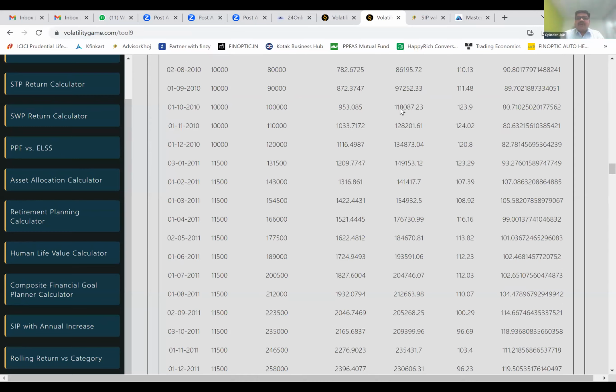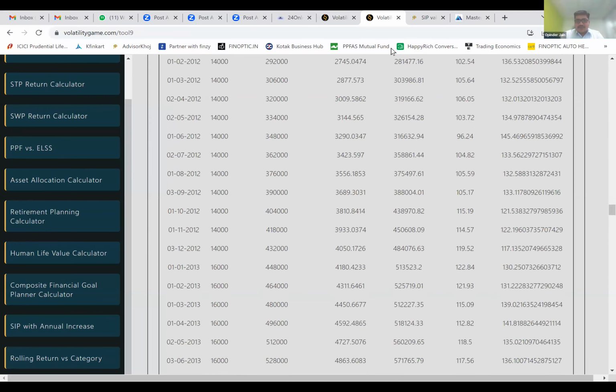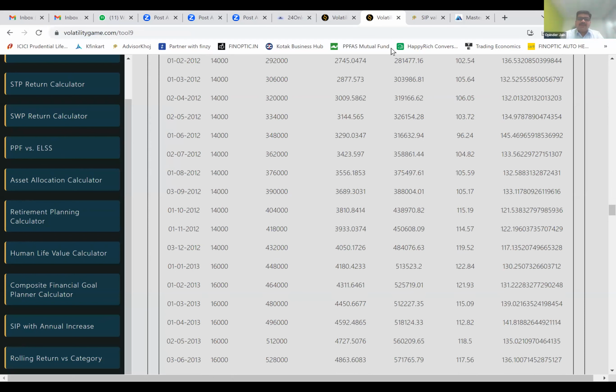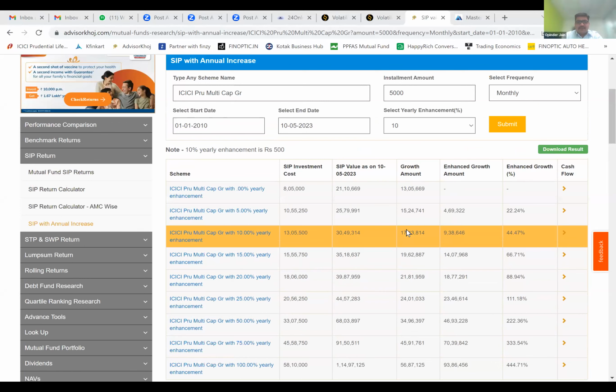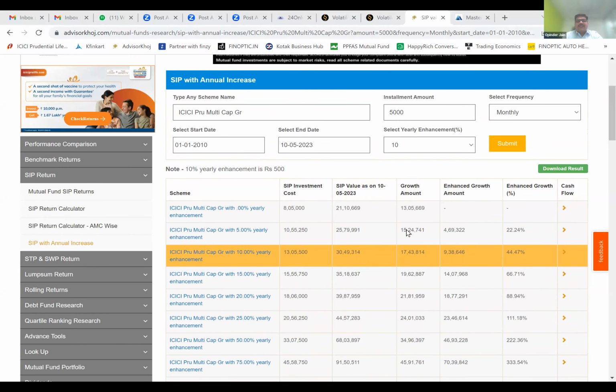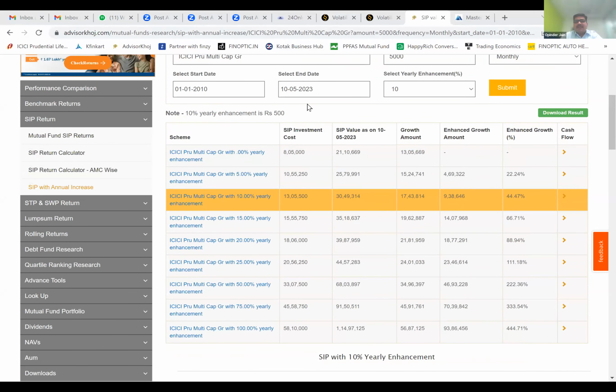I'll show you another slide where I've done it. I'll show you an example of how a step-up SIP of say 5%, 10% or 15%, based on our client's requirement, can give a fantastic return to the client over a period of time. Can you all see the screen? This is again the same multi-cap. I've taken an SIP of 5,000 rupees monthly, from 2010 to 2023 last year. As of yesterday, I have done that.